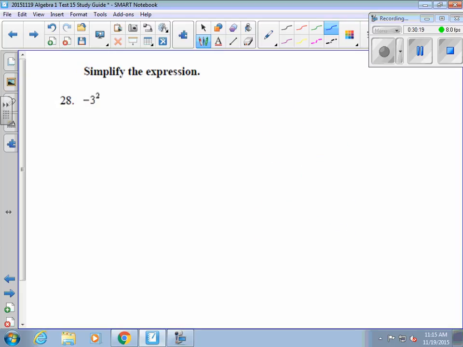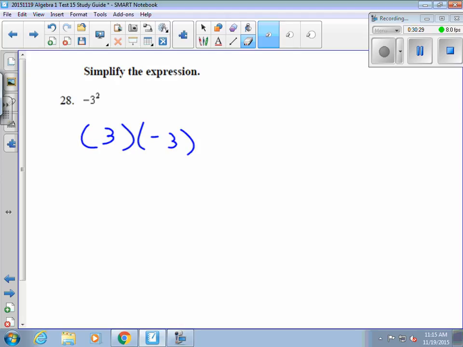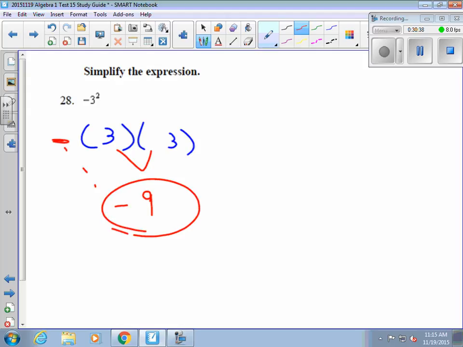And then finally, negative 3 squared is not negative 3 times negative 3. This is a very common mistake. It's only 3 squared. 3 times 3, which gives us a 9, but then there's a negative out front that comes down to make it negative 9.